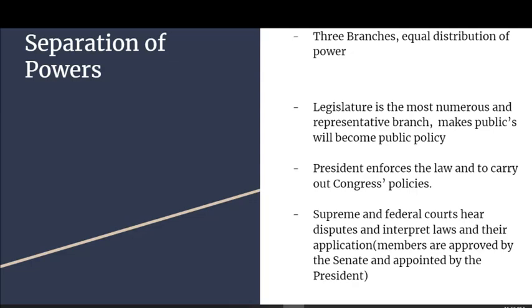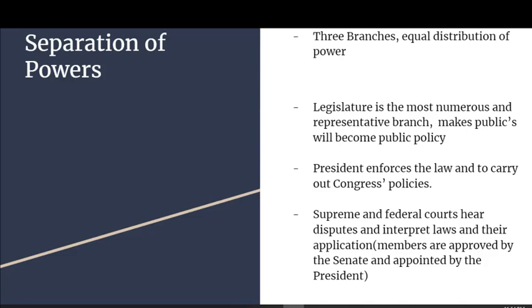Moving on to the separation of powers, we have these three branches that were made to equally distribute power to make sure that no branch had too much power. The legislative branch is the most numerous and representative branch, which makes the public's will become public policy. It's the most influential branch that is heavily influenced by the public, the people of the United States.